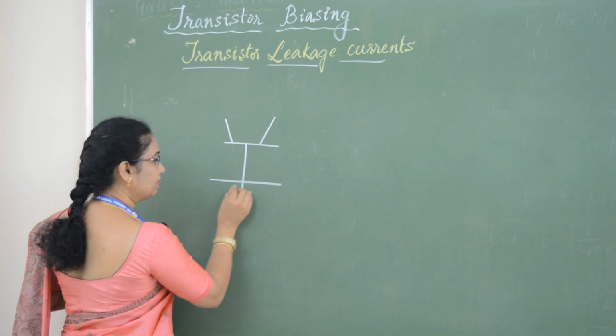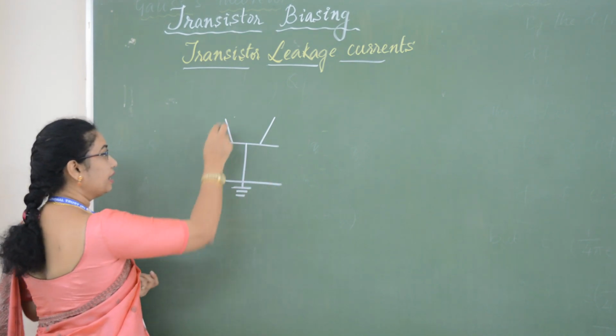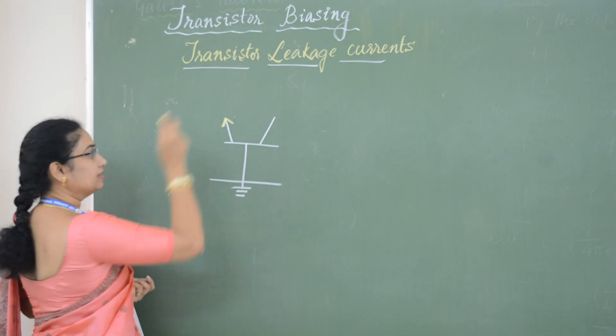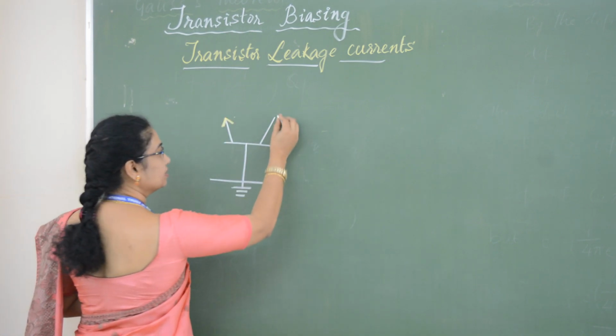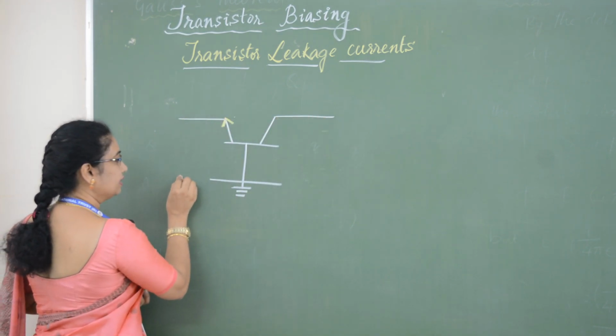Base terminal is grounded, and this is the emitter terminal and this is the collector terminal. So this is the output circuit and this is the input circuit.